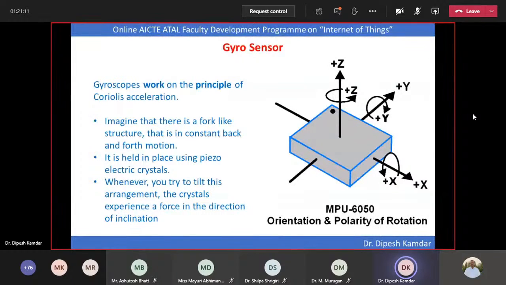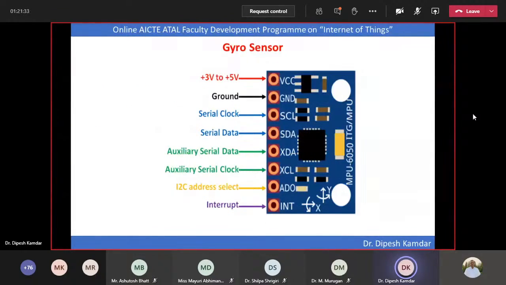So once it gets rotated, we will have the XYZ coordinate output available. From that we can find out how much movement is done, that means in the x, y, and z direction, which direction tilting or movement takes place. The gyro sensor again works on the I2C protocol, so it has the serial clock and serial data available. We can just fetch it using the I2C protocol.